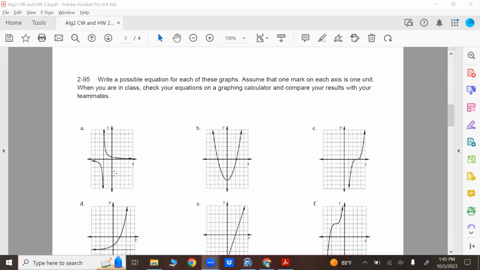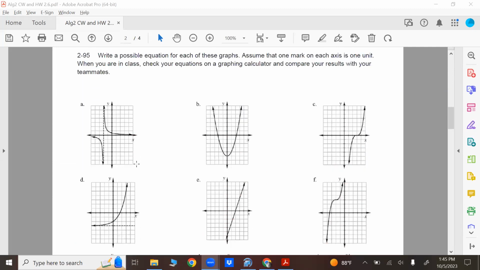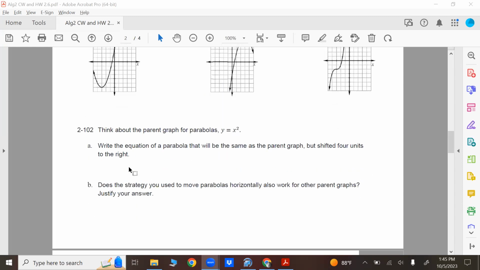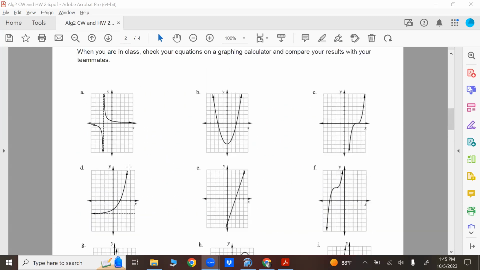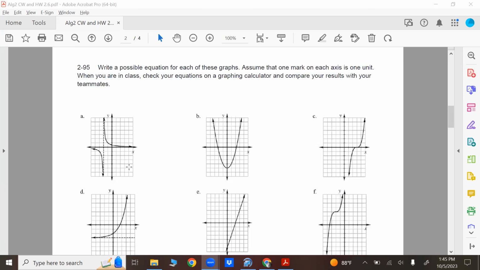Okay, let me clear the screen. Let's move on to 95, guys. What I'll do is the first 3 questions, and I'll have you try the other 6, see how it's going. You're asked to write equations for each graph, so you kind of want to guess what the equation would be. For example, these are not the equations, by the way. These are the parent functions first.